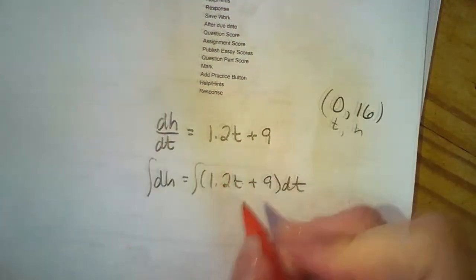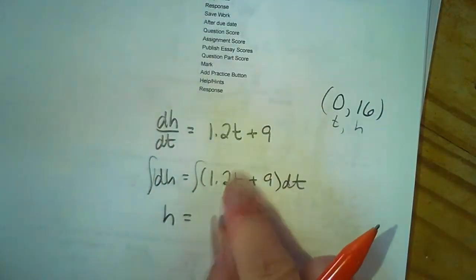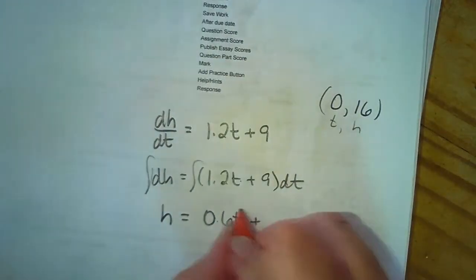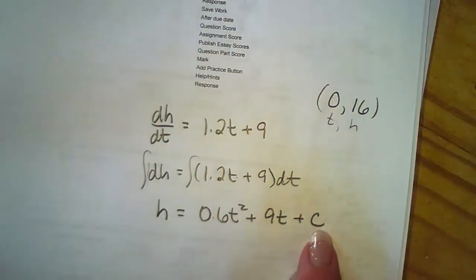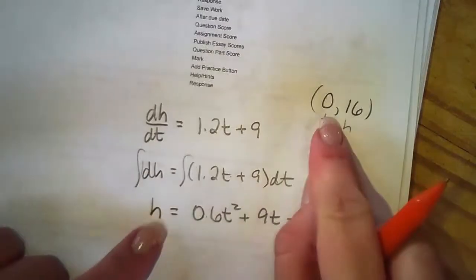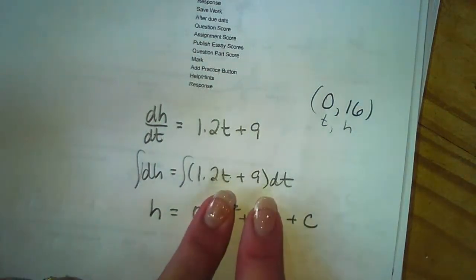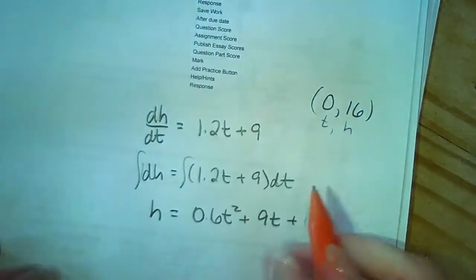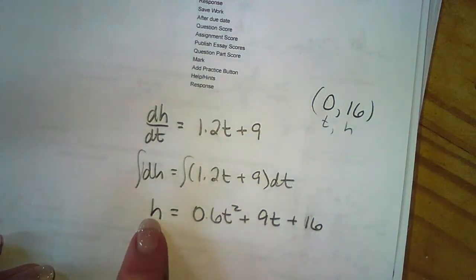Integrate both sides. So the integral of 1 dh is h. 1.2t squared over 2 is 0.6t squared, sorry. And then plus 9t plus c. So now I can figure out what c is. So if t is 0, h is 16. So if I zero out this term, and if I zero out this term, well then h must be 16, which means c is 16. So I know that my particular solution is this, because I substituted in a 0 here, which means your height had to have been 16.